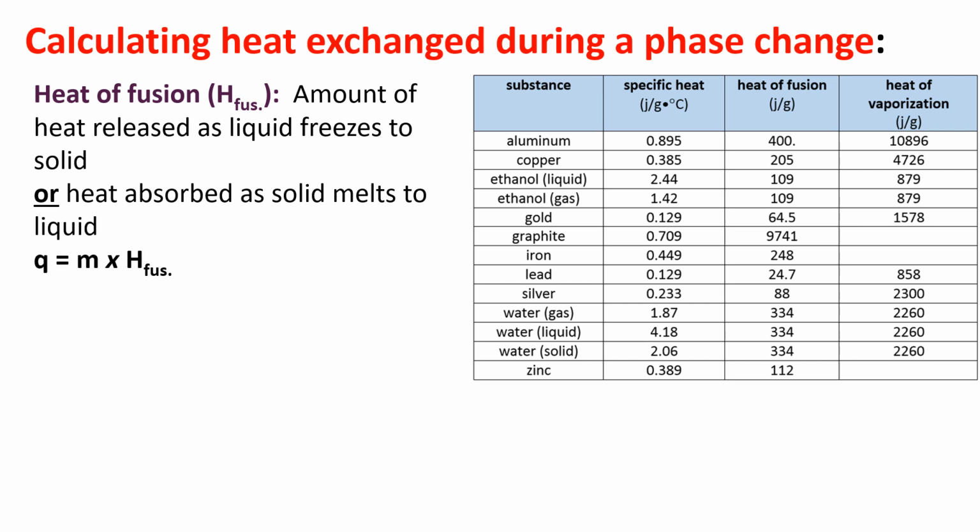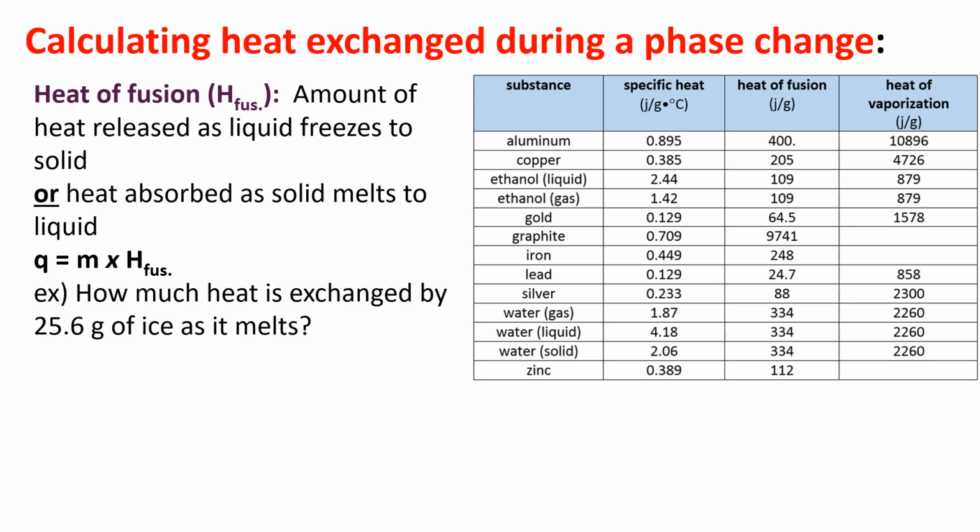The equation for this is still Q for heat transferred. We still have m for mass. And then we have heat of fusion, which is a constant, which you'll be given. It comes from this table. And again, that's measured in joules per gram. Notice there's no delta T because we're talking about a phase change. And like we've been saying, during a phase change, there is no change in temperature.